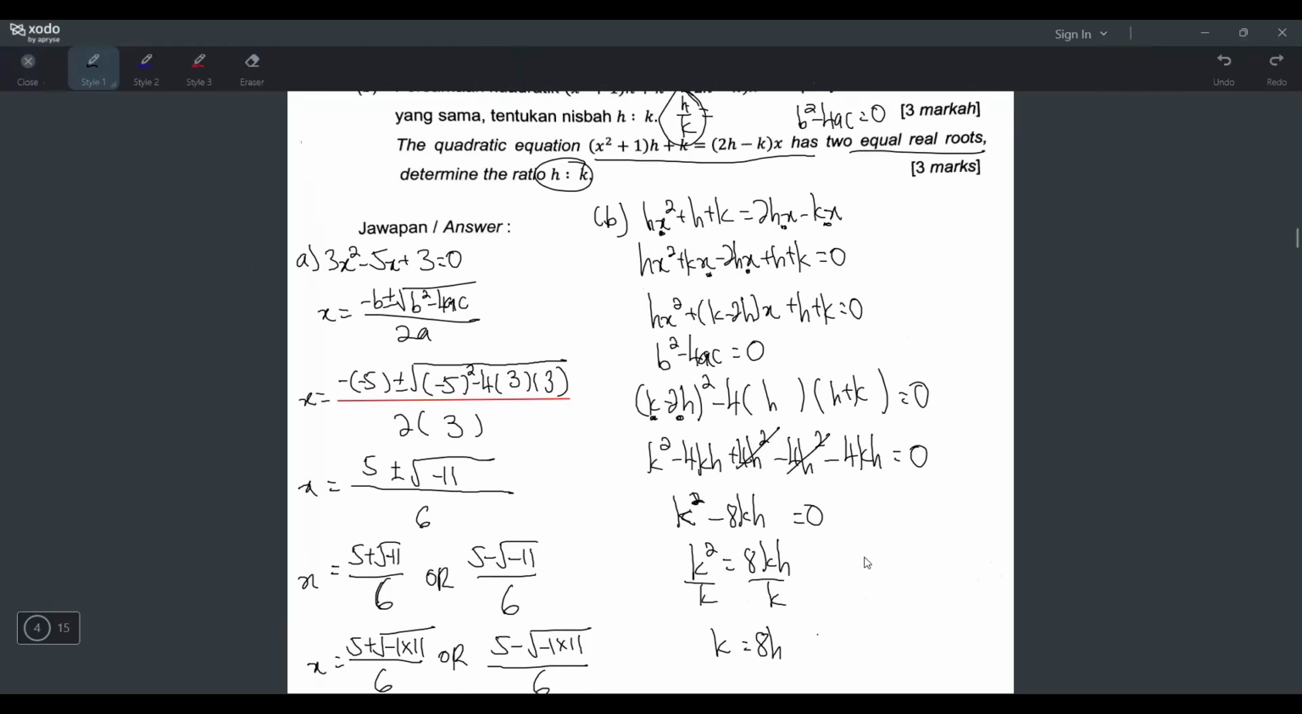So, I'll write here. If 8H equals K, that means your H over K equals 1 over 8. Because when the K moves down here, it will just be left with 1 here, right? And then the 8 becomes H over K here, and the 8 moves over, so 1 over 8. That means H ratio K is 1 ratio 8. That's what it means. Okay, so that's all. Ready?